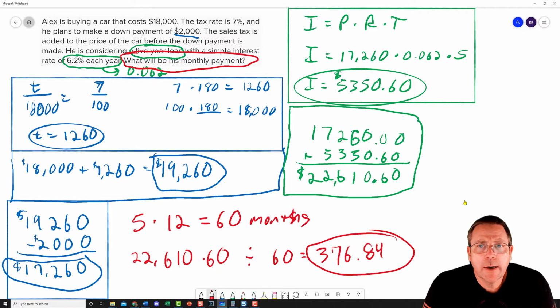Don't get overwhelmed by the size of a problem. Look for the pieces and parts, figure out how you're going to work it, and take it out one bite at a time.